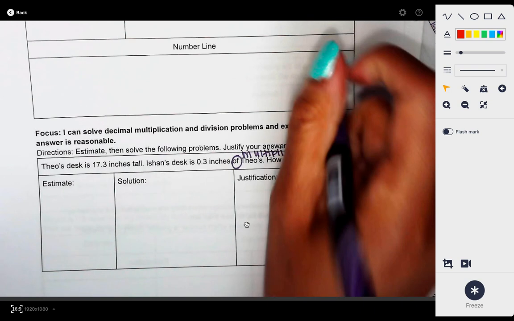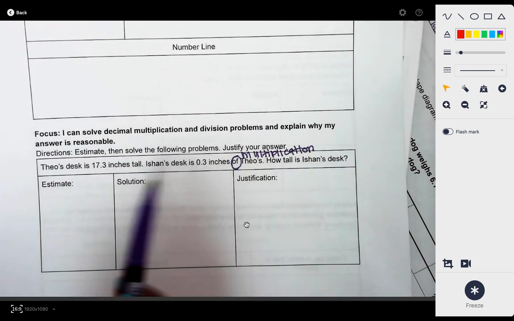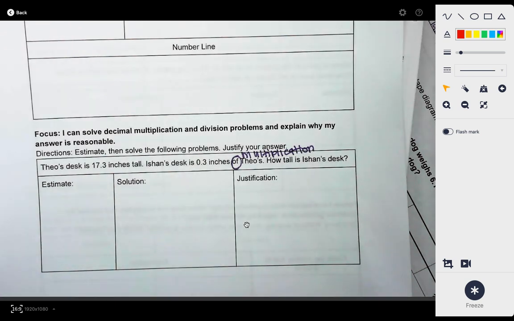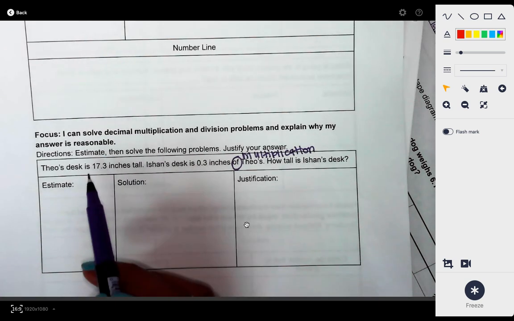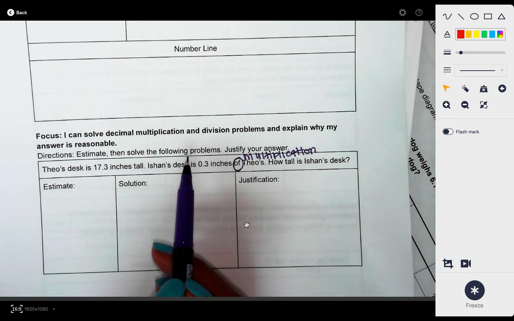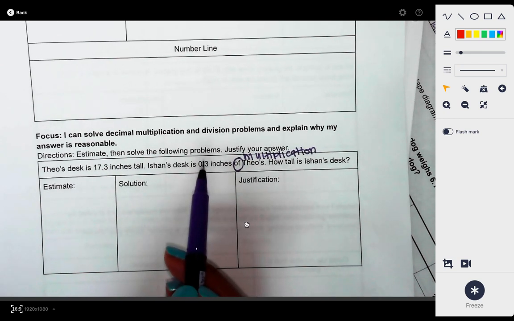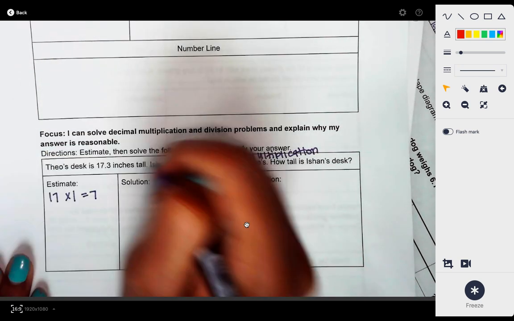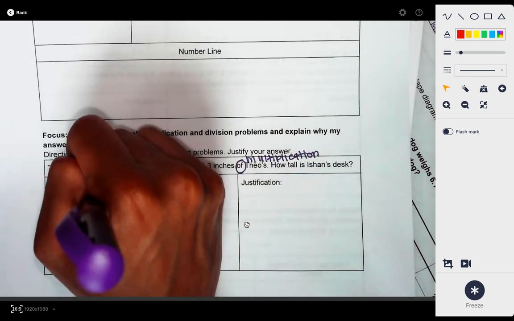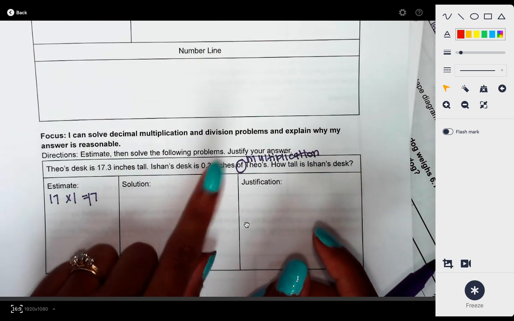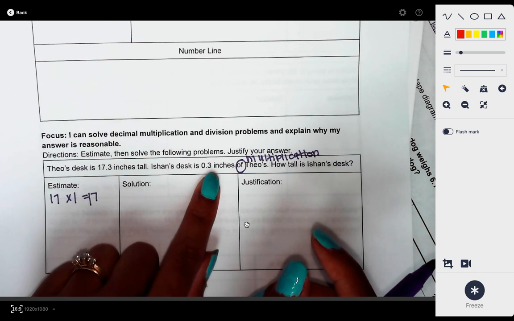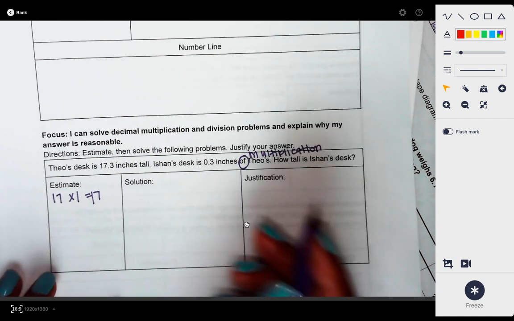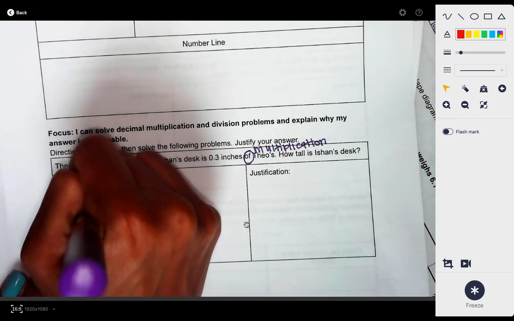So to find 3/10 of Theo's, we multiply 17 and 0.3 times 0.3. Now for my estimate, I can change this to 17, and I can change this to, let's say, 1. You don't want to use 0. So I could say that 17 times 1 equals 17. However, I know that when I multiply by a number less than 1, my answer is going to be less than that number. So I actually know that my answer will probably be less than 17.